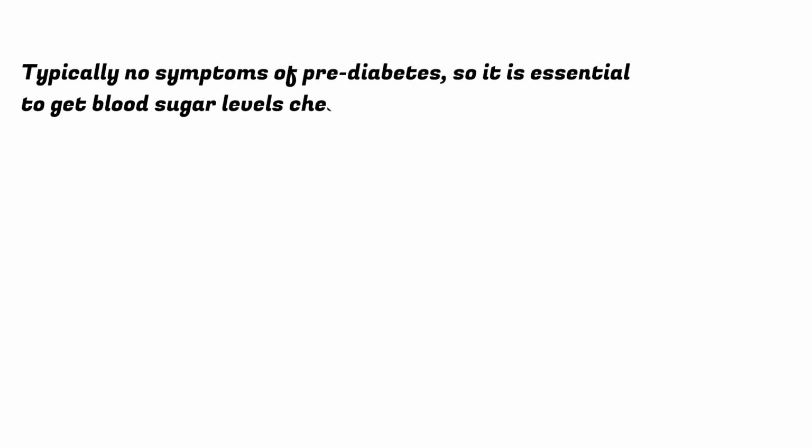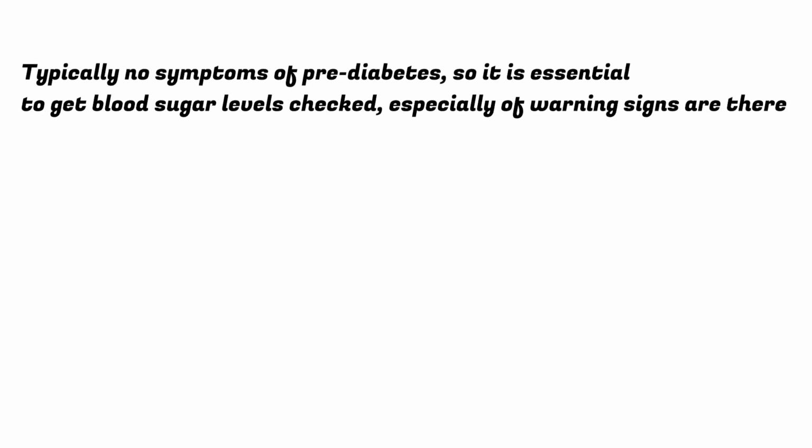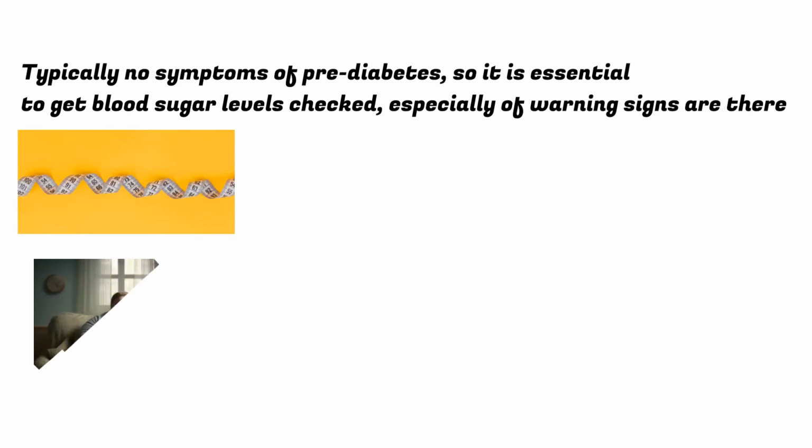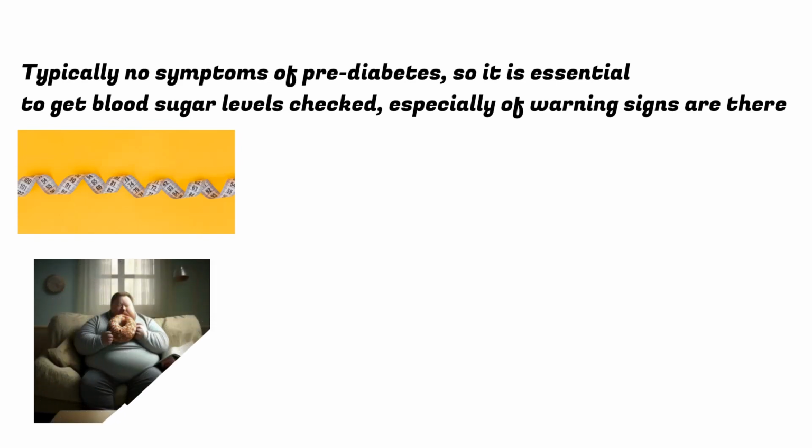Keeping that in mind, fortunately, prediabetes can often be reversed through lifestyle changes, such as losing weight, exercising, eating a healthy diet. In some cases, medications can be used, but this is often when you're already over the fence into type 2 diabetes territory. There's typically no symptoms of prediabetes, so it's essential to get blood sugar levels checked, especially if warning signs are there, right? Weight gain, things like that, lifestyle choices.